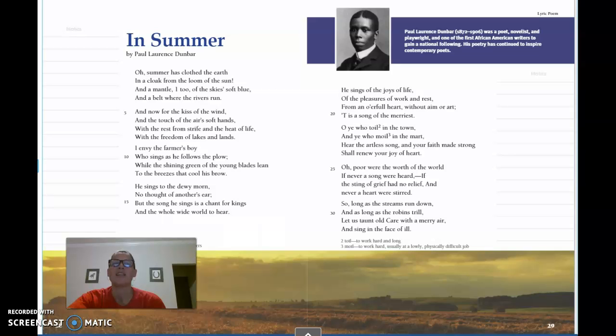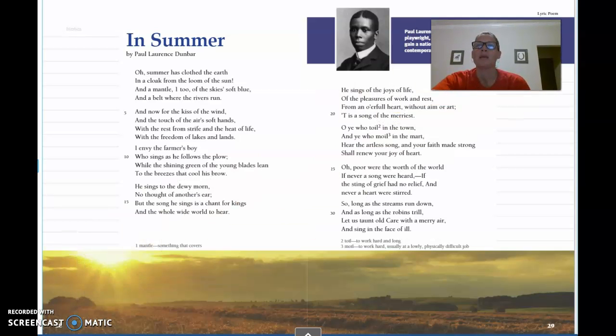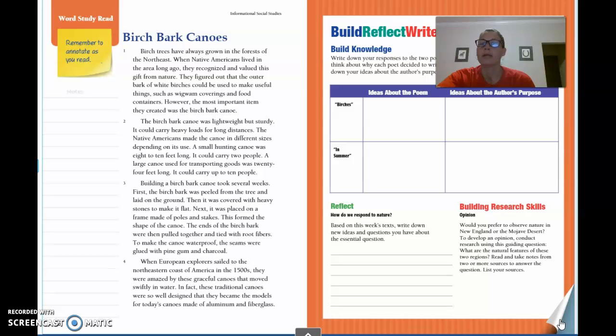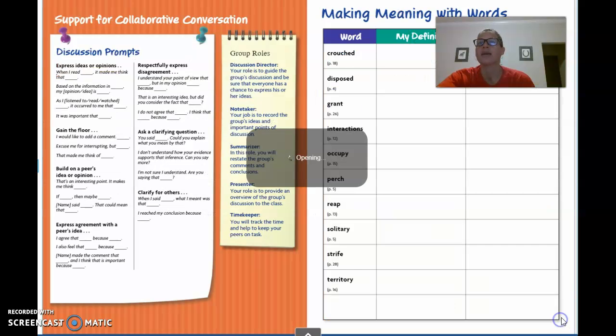All right, we have In Summer. So we have a poem here about summertime. So there's our picture. Birch Bark Canoes, story. And this is the end of our reader.